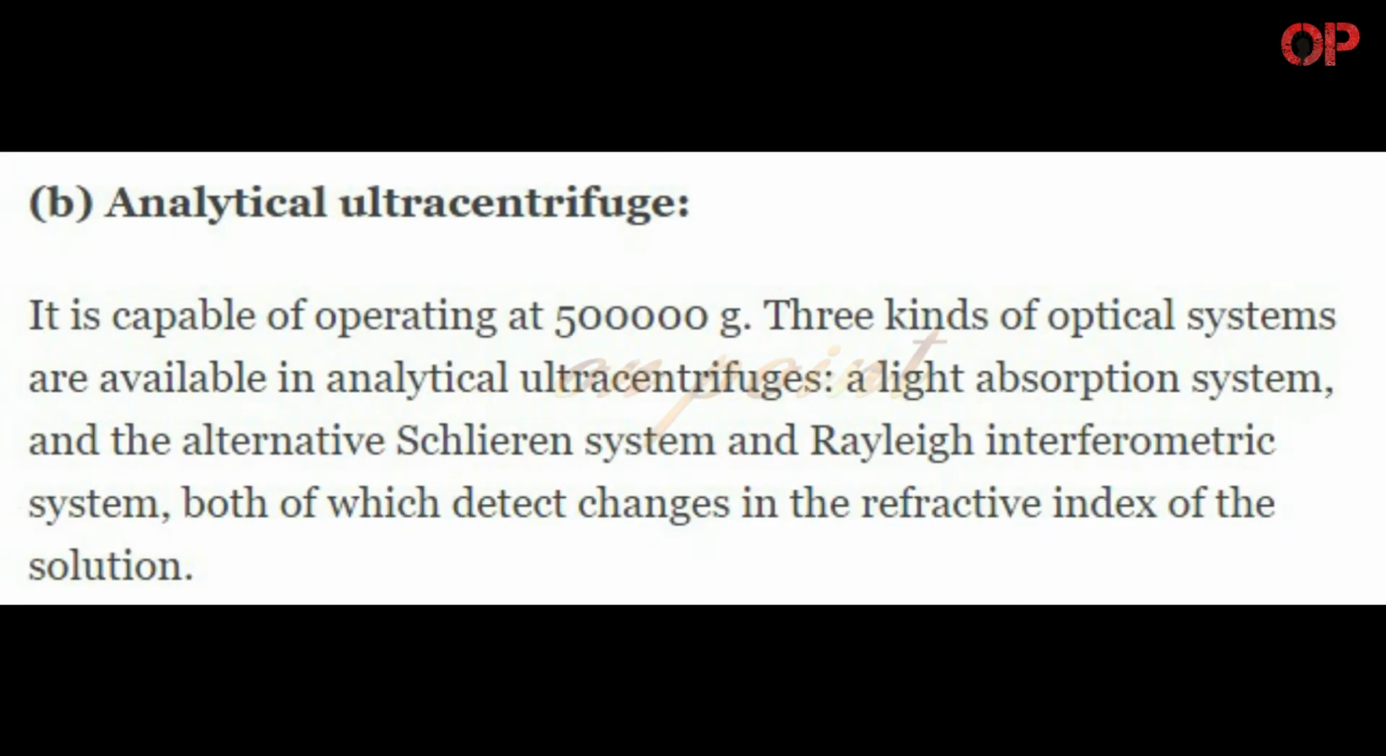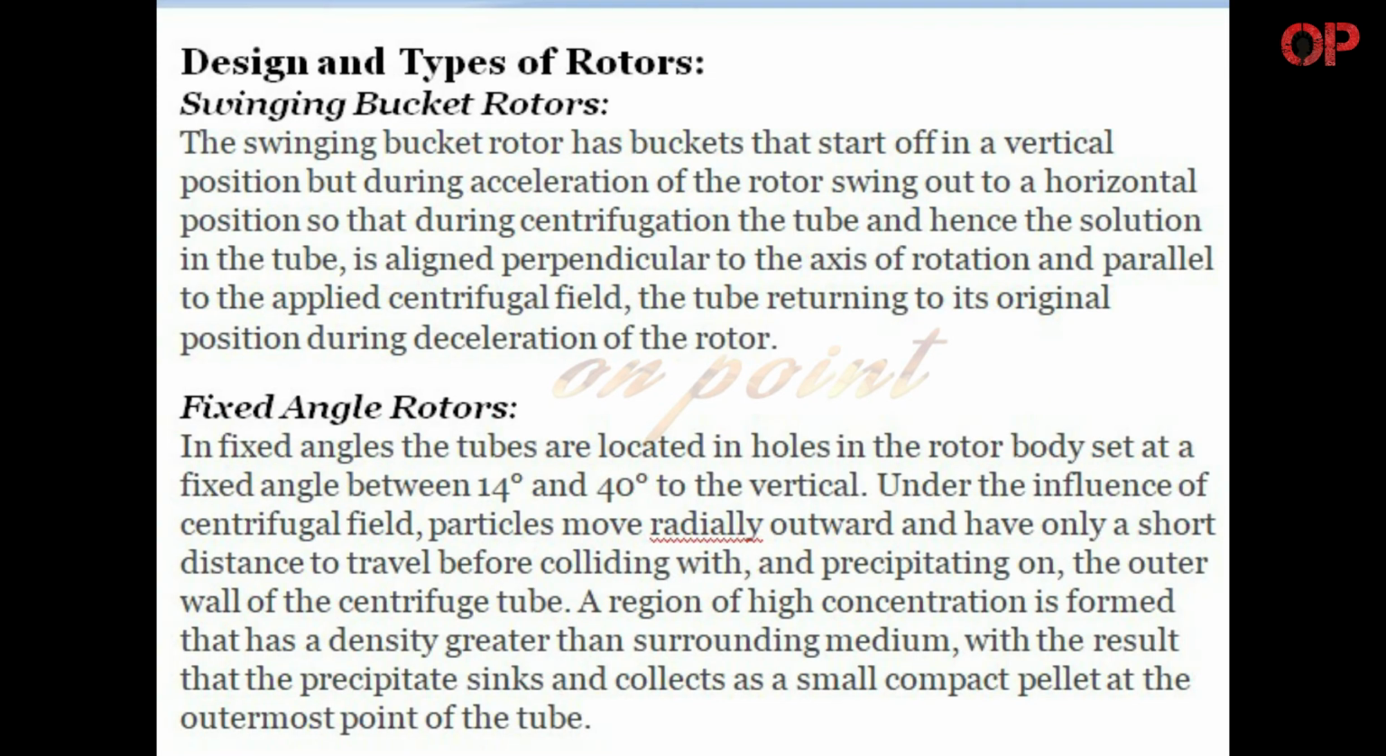B. Analytical ultracentrifuge. It is capable of operating at 500,000 G. Three kinds of optical systems are available in analytical ultracentrifuges: a light absorption system, and the alternative Schlieren system and Rayleigh interferometric system, both of which detect changes in the refractive index of the solution.